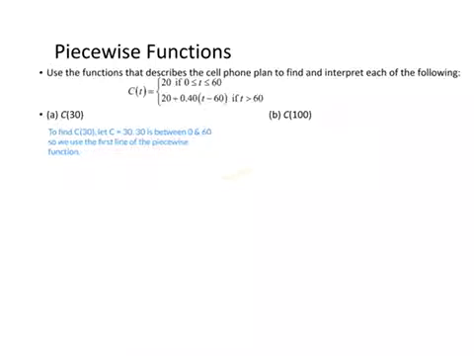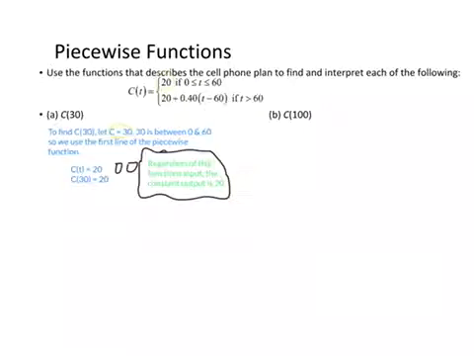To find c of 30, the first thing we're thinking in our minds is that t equals 30. Since 30 is between 0 and 60, we use the first line of our piecewise function. This means that c of 30 equals 20. Regardless of the function's input, the constant output is 20 because there is no t variable. And again, with 30 calling minutes, the cost is 20.